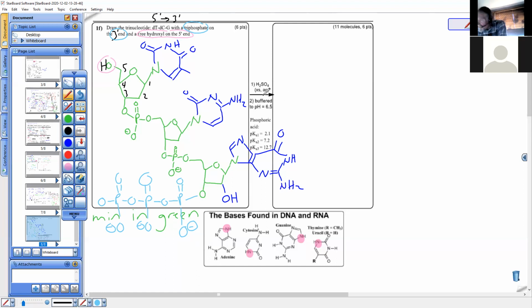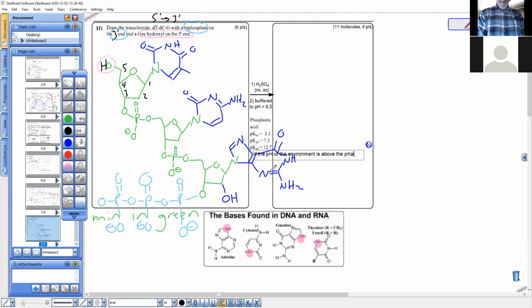First, you do an acid hydrolysis, and then you buffer it to pH 6.5. And I'm seeing who's paying attention here. I gave you the pKa's of phosphoric acid. Here's a sentence I'm going to put here that should be good for all of organic chemistry, and just take it to the bank for any future course involving acids and bases. If the pH of the environment is above the pKa for an acid, then the acid is in its deprotonated form. Remember, a high pH means basic, right? So if the environment is basic, then you take the H off.